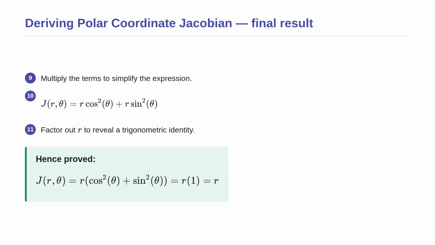This brings us to the final result of our proof. Multiplying the terms out gives us a squared cosine term and a squared sine term. The double negative on the sine term turns into a positive plus sign. We can factor out the common variable r from both terms, which beautifully reveals a famous trigonometric identity inside the parentheses. Since the sum of a squared cosine and a squared sine is always exactly 1, the entire expression simplifies to just r. This proves that the stretching factor when moving to polar coordinates is exactly the radius, which is why we must multiply by r to keep the area accurate.